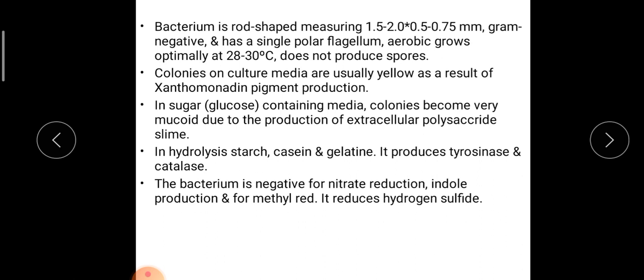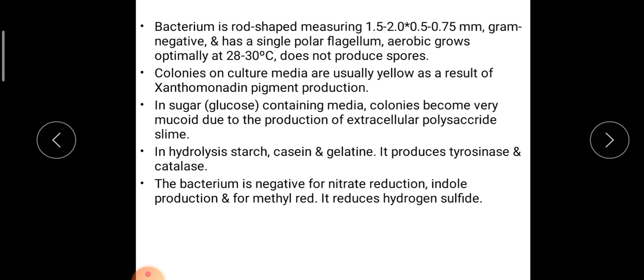Now towards the morphology of the organism. The bacterium is rod shaped with a size of 1.5 to 2.0 by 0.5 to 0.75 micrometer, is gram negative under the microscope when stained, and has a single polar flagellum needed for motility. It is aerobic, grows at an optimum temperature of 28 to 30 degrees Celsius, that is our room temperature, does not produce spores, and the colonies on culture media are usually yellow as a result of xanthomonadin pigment production.